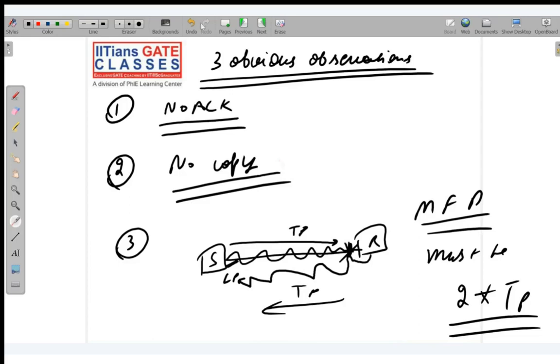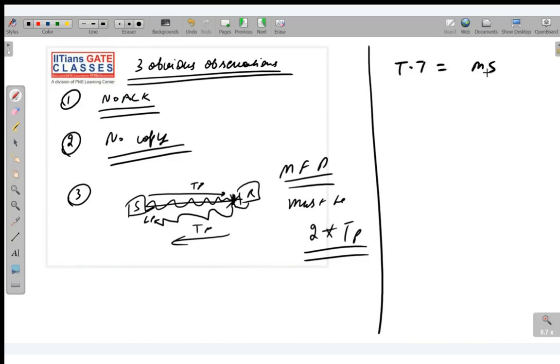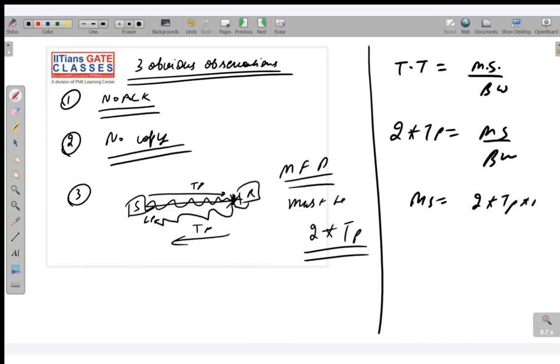Now see how GATE has asked the question. The minimum frame duration should be 2 TP. So what is the transmission time? We have studied that transmission time is message size upon bandwidth. The station must send data for at least 2 TP time, so transmission time should be at least 2 TP. So 2 into TP equals message size upon bandwidth, so message size comes out to be 2 TP multiplied by bandwidth.